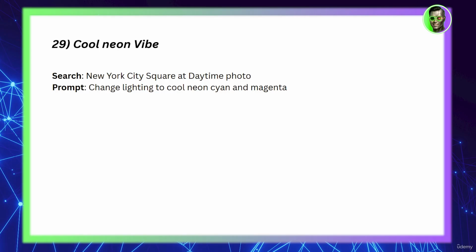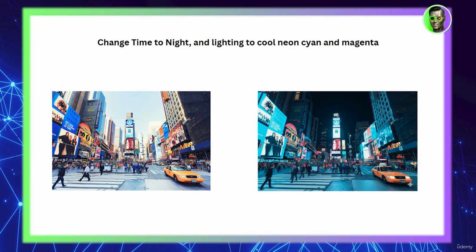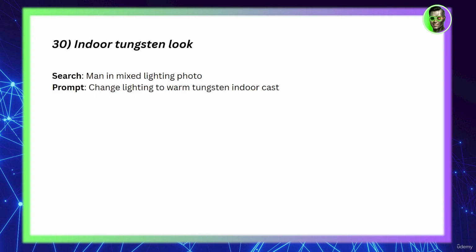You can also add neon vibes. Like on the left side, notice how the city looks. But on the right-hand side, you can see that after we change the lighting to cool neon, cyan, and magenta, it looks entirely different. You can also change the time to night, right? From daytime to nighttime by just saying change time to night. Simple as that. And lighting to cool neon, cyan, and magenta. That's it. And that takes care of that.